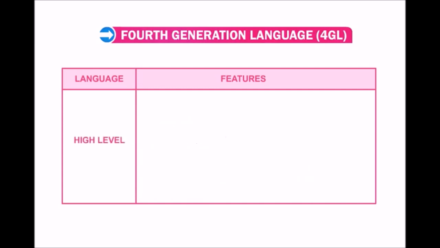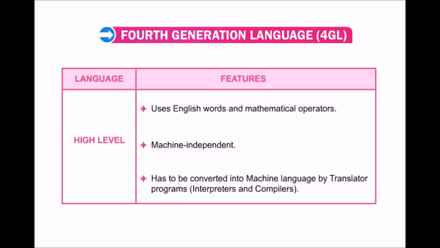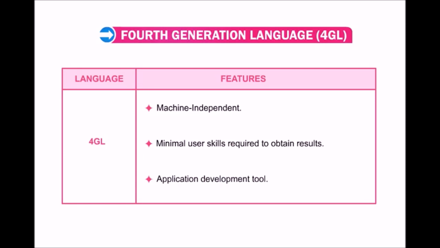Assemblers. High level, uses English words and mathematical operators. Machine independent, has to be converted into machine language by translator programs, interpreters and compilers. 4GL. Machine independent. Minimal user skills required to obtain results. Application development tool.